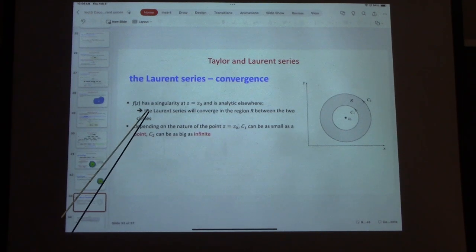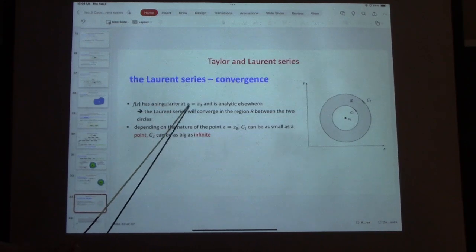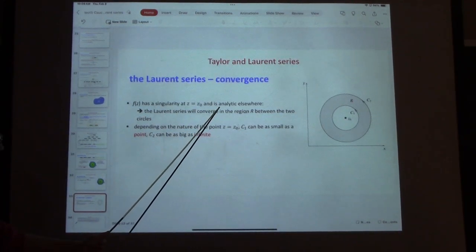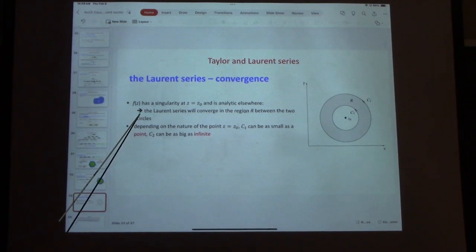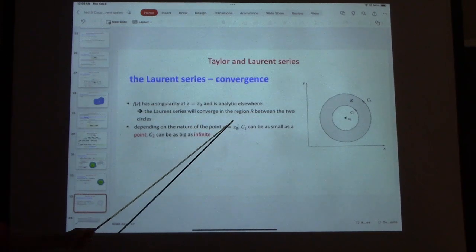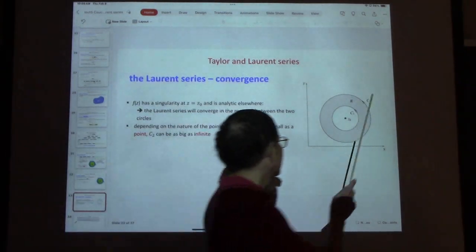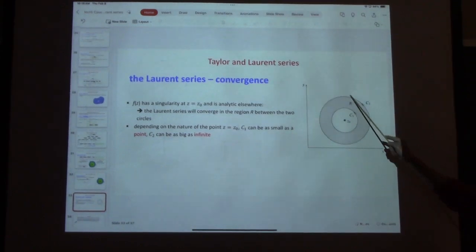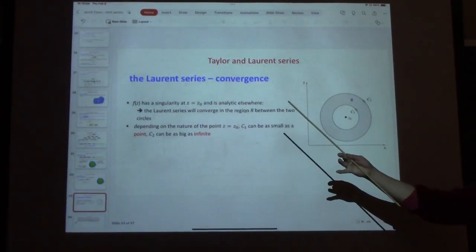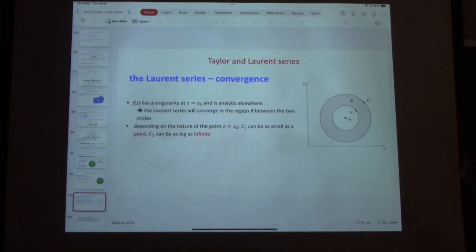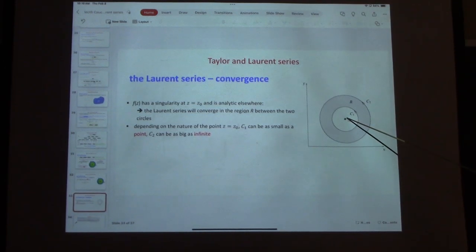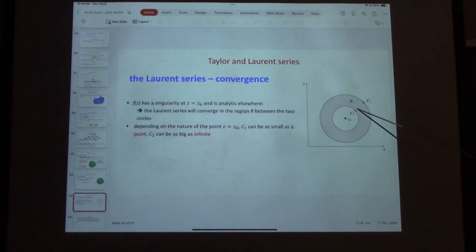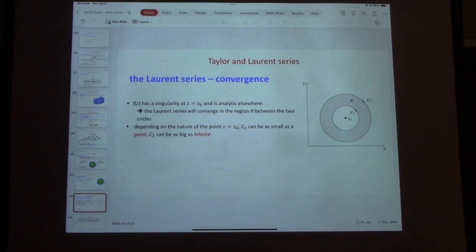All right. So f of z has a singularity which is isolated, but is analytic everywhere else. Okay. So this is the troublemaker. Then the Lorentz series will converge in the region between the two circles. This C2 here is the outside region. Make sure you limit the terms so the analytic terms will converge. Okay? The principal terms, they will converge because you are far away from that. They are not making any trouble.